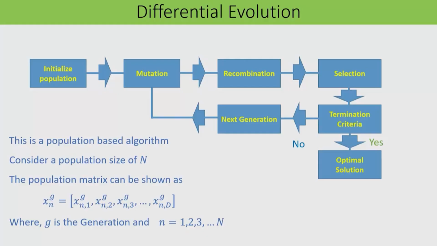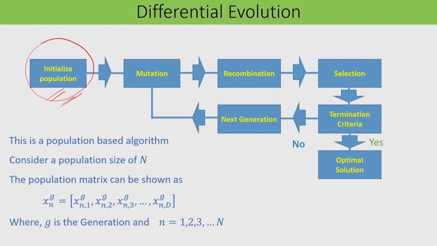Here, just like genetic algorithm, we have to initialize the population. In this step we will initialize the population. Before that we have to define the population size, that means the number of solutions in the population, and the upper bound and lower bound of each variable. So, in this stage we have to initialize the population.